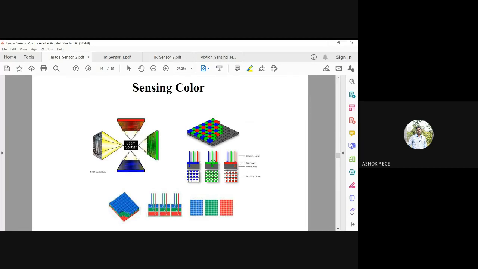Green filter will allow only green. Blue filter will allow only blue. So when you combine everything, you get the complete RGB matrix. That is how processing is done.